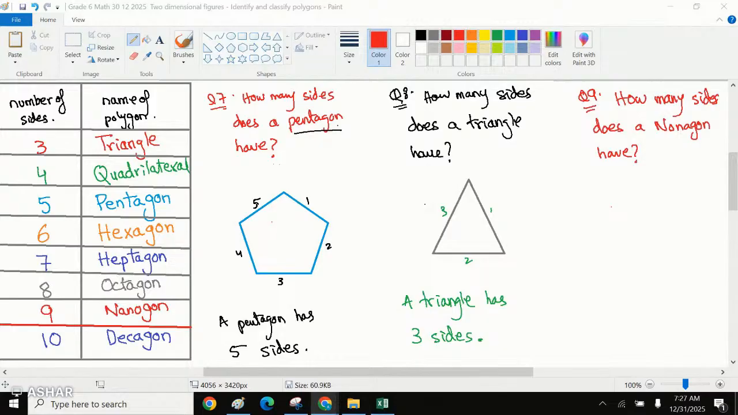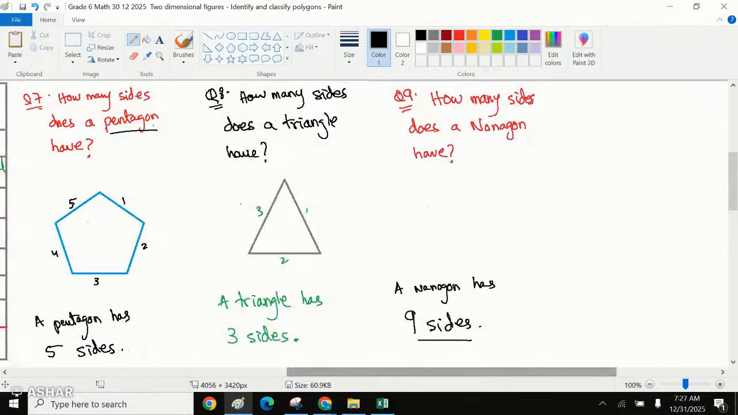Can we look at the grid and find the number of sides? A nonagon has, nona means 9. So our answer would be a nonagon has 9 sides. What we need to do is just remember the grid, the names and number of sides, right? So this is our requirement that we need to remember.